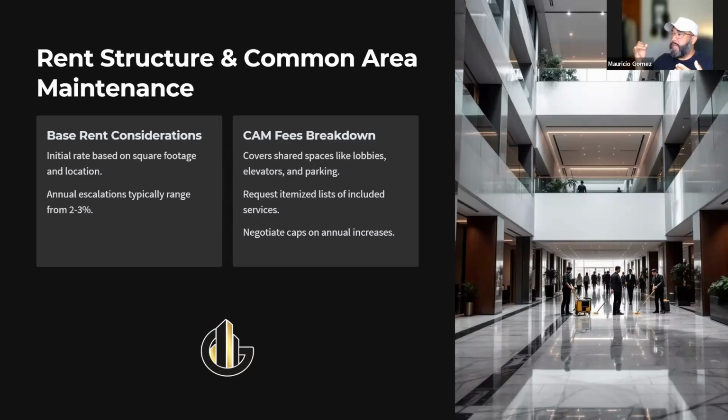But that triple net, that third net, the CAM, that's what you need to look out for, right? Because you're going to have, let's say, 3 or 4% increases on the base rent. But then the landlord could try to make up for some lost revenue and say, well, the CAM is increasing 5% this year.